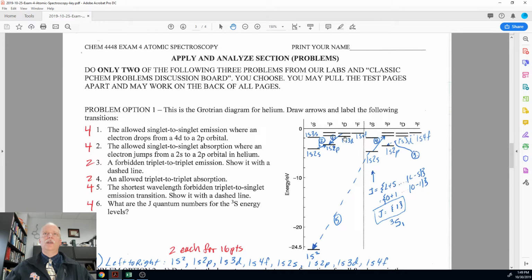So this lowest energy level in the d group is the electron in the 3d orbital and one in the 1s orbital. So that's the energy of that atom that has that electron configuration. The next level up would be a 1s 4d. So we want an emission line that goes from the 4d down to the 2p. And so that little arrow right there satisfies number 1. Problem number 2, the allowed singlet to singlet transition.